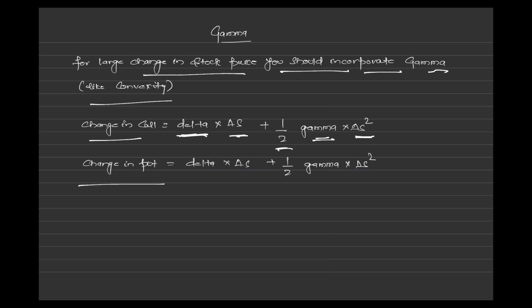Similarly, for change in put, it would be delta into change in the stock price. Definitely this delta is going to be negative, so a negative symbol will come, plus half into gamma into del S square. You don't have to put a negative symbol, it itself comes as negative because the delta of put is going to be negative. However, this second term is going to be positive because gamma is always positive.